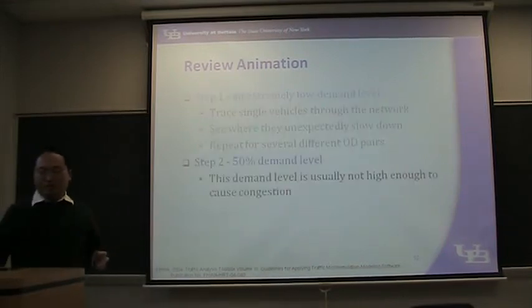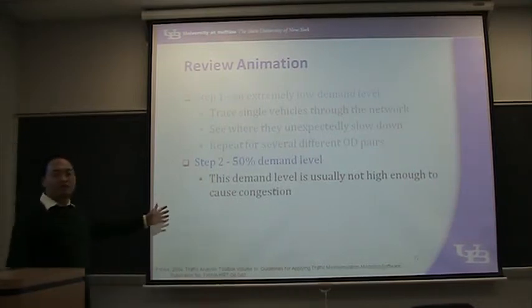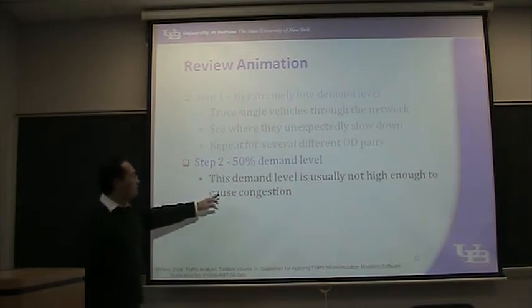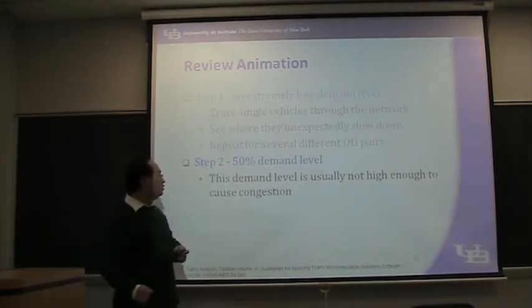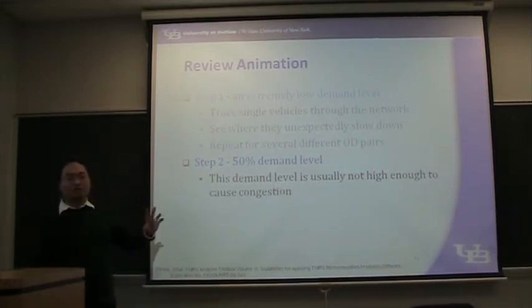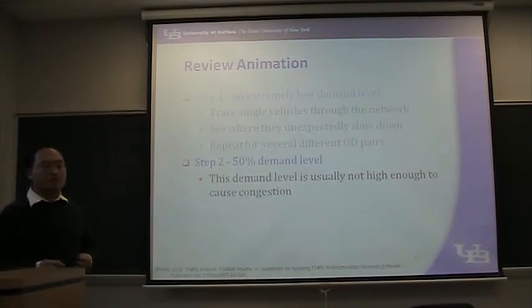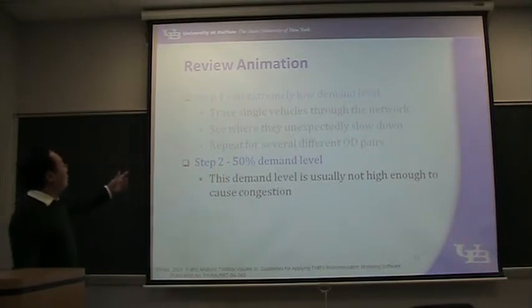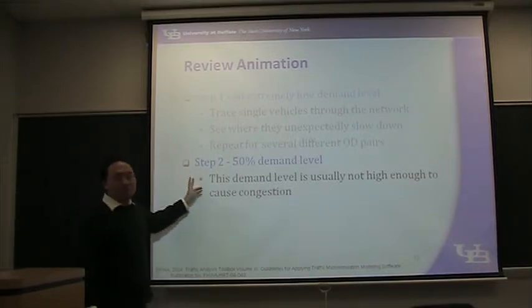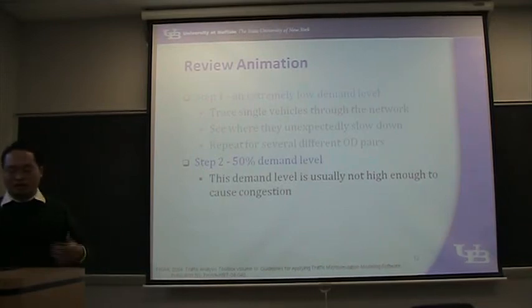And after that, you may want to change the demand level higher, but this time to 50%. And this 50% demand level is usually not high enough to cause congestion. So this time you check if the 50% demand level is going to cause any congestion. If yes, there must be some problem. Okay? So the review animation just consists of these two steps. It doesn't require you to use 100% demand level, because that will be the task of the next step, calibration.